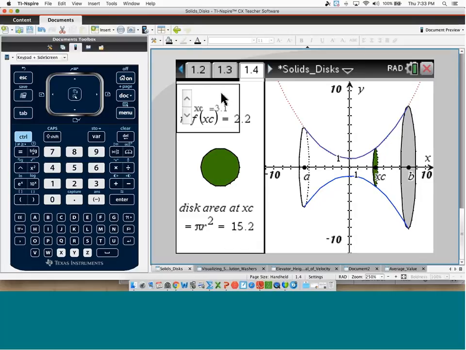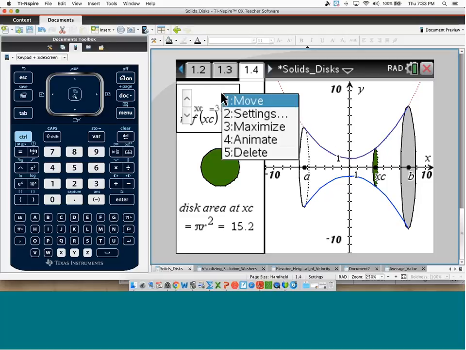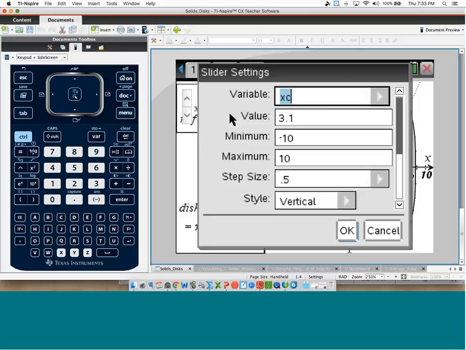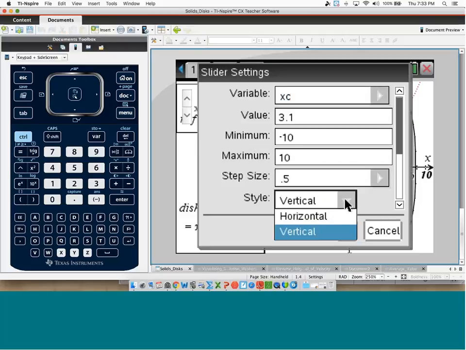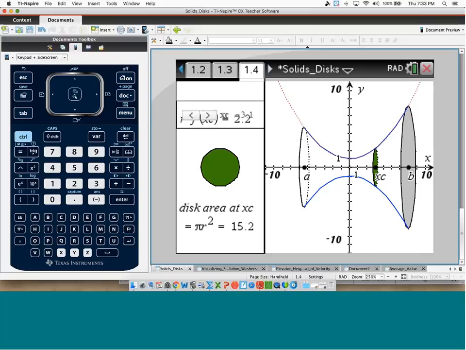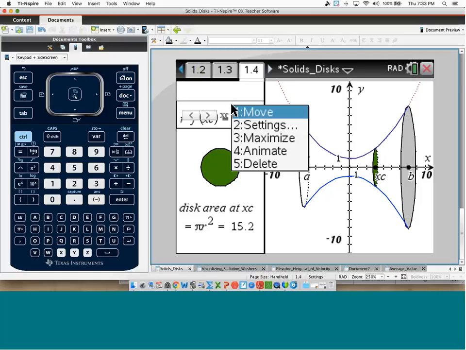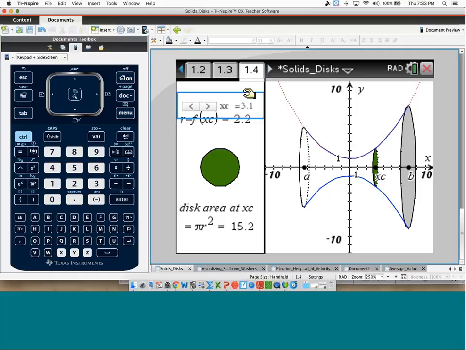If you are over your slider and you right click, we can actually change the settings of the slider, and the only one that I really want to change is the style. I don't want it to be vertical. I want it to be a horizontal slider. Now, because it's completely overlapping, it's a much better slider, but if I right click again, I can select move and then actually move that slider above. A slight fix, but now I am happy.